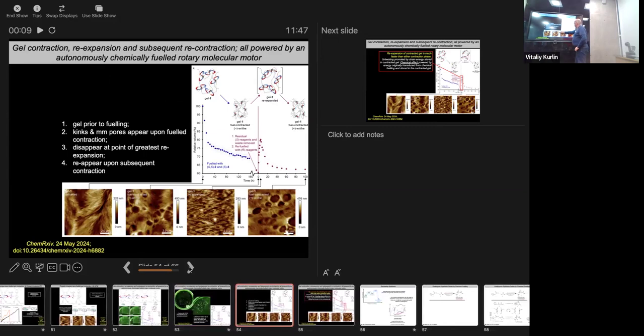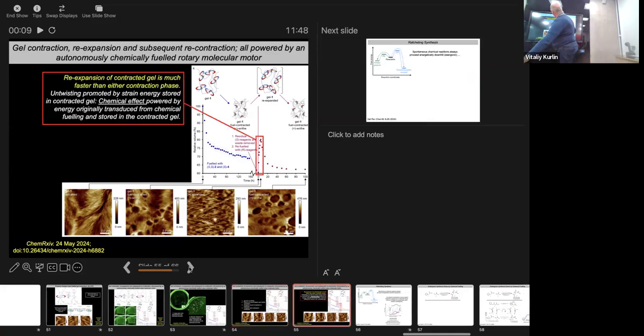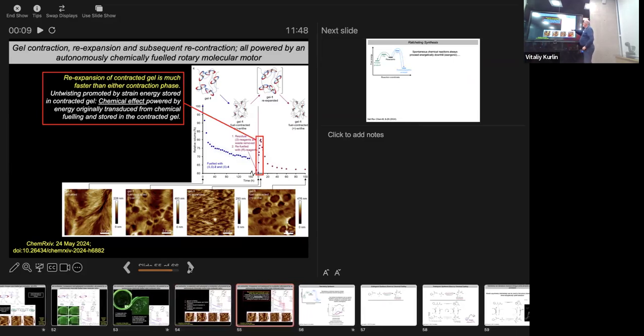Again, you can see this by AFM, so that when it's contracted, it's down here. Then when it's re-expanded to its maximum size, you see these gaps are gone. And then when you get down to here, they've appeared again. The holes in the gel have appeared again. And note that the re-expansion here is much faster than either of the contraction events. And that's because the expansion is promoted by the untwisting power of the twisted strands.